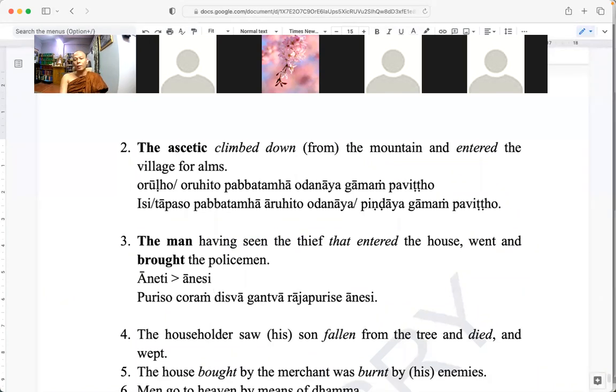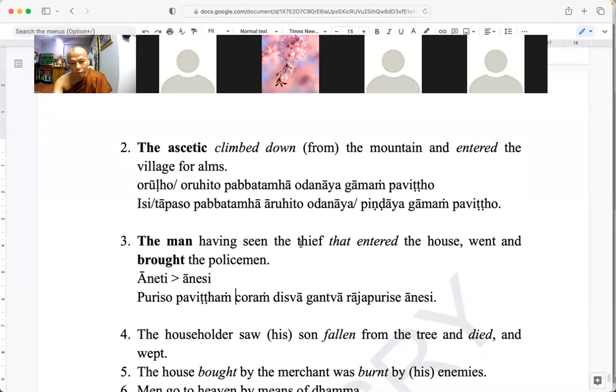Joran, Buddhiso Joran Desawa. So now the thief is modified by the past participle entered. That one we already saw, Bawaita. Here it modifies Joran. Joran is with the accusative case, which is fine, so Bawaita should be with the accusative case, Bawaitan. So Buddhiso, Bawaitan, Joran, Desawa, Gandawa, Raja Burisi Anesi.